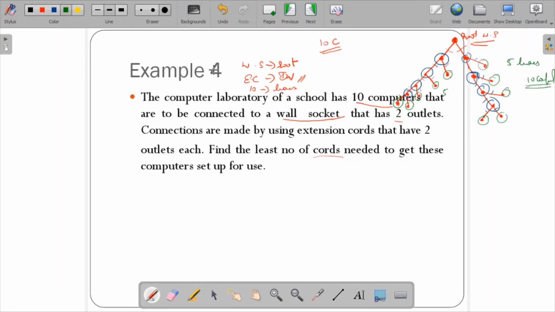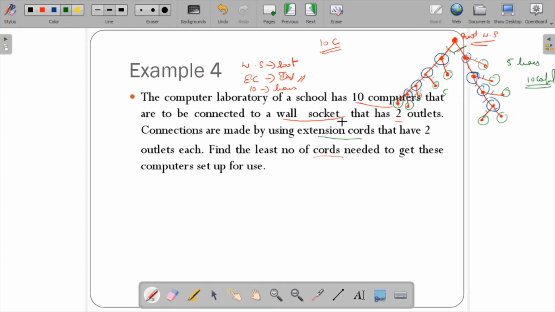So I'll repeat the question again. The computer laboratory of a school has 10 computers that are to be connected to a wall socket. So I took this as a wall socket which has 2 outlets. You can see these 2 outlets, and they are made use of to connect the computers using extension cords that have 2 outlets each. Again, something which has outlets, that means it should be an internal vertex.